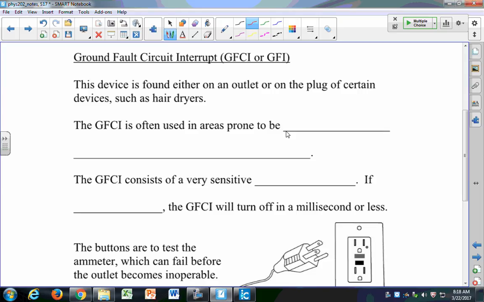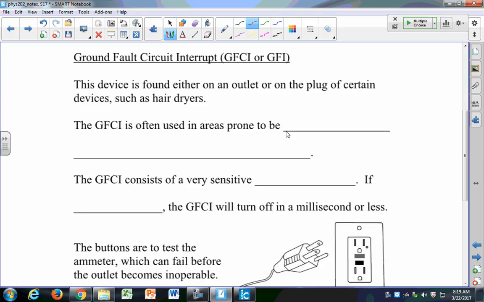The ground fault circuit interrupt, this is called the GFCI, or sometimes it's just called the GFI, ground fault interrupt. It's an outlet that looks like this. It has little test and reset buttons on it. Sometimes you see it on devices, not on the actual outlet, but you'll actually see it on the plug. You've got that red and yellow button. What kind of devices do you see this on, or where do you see these types of plugs?